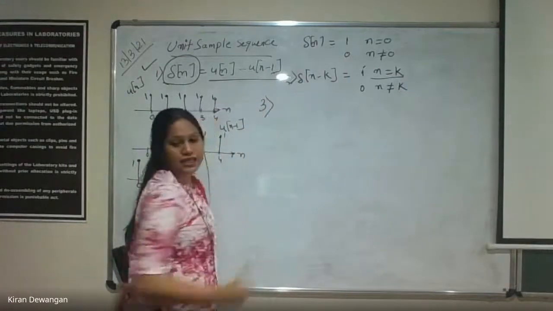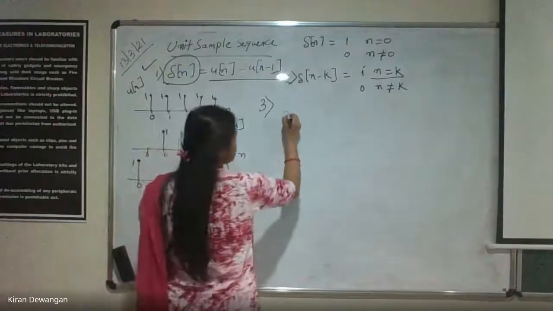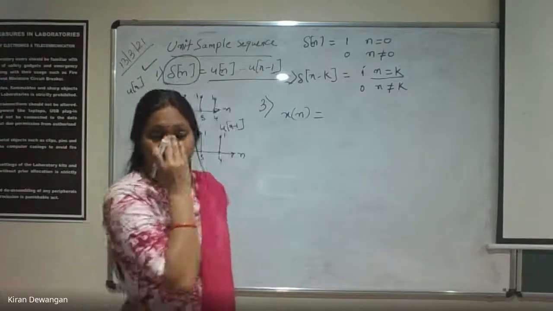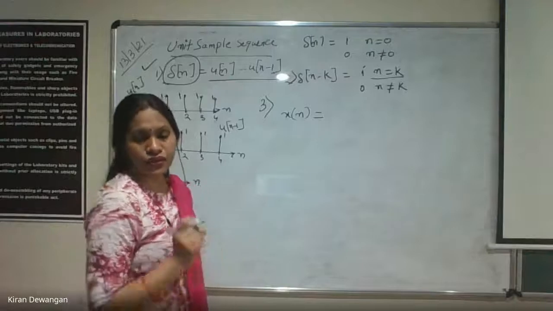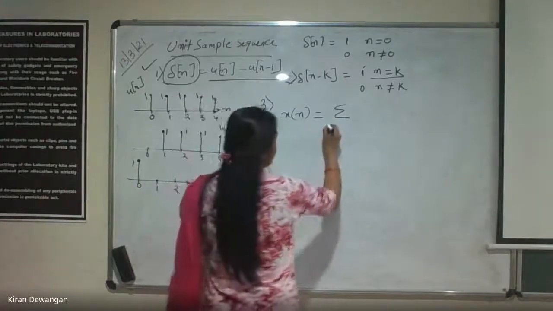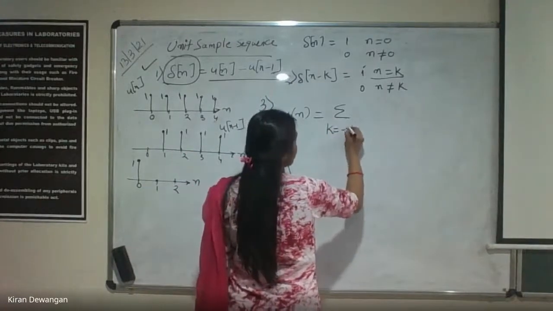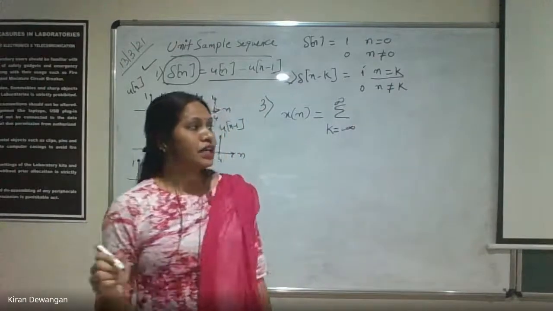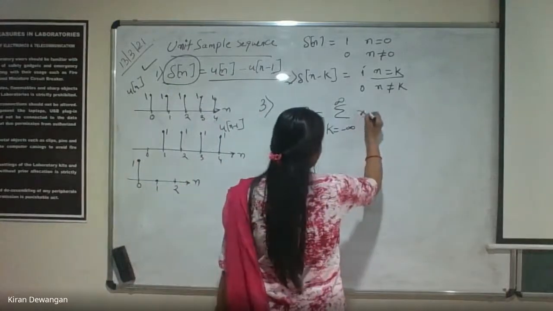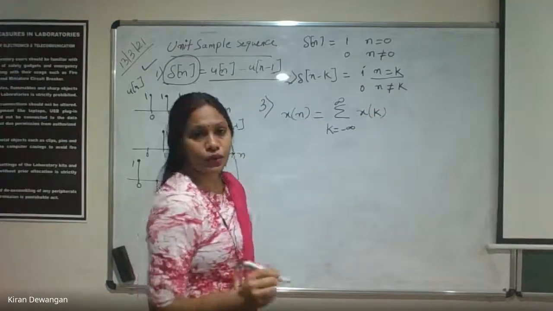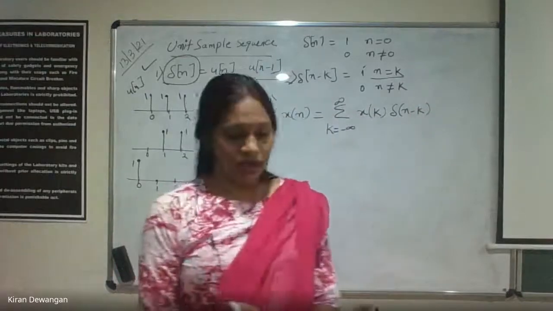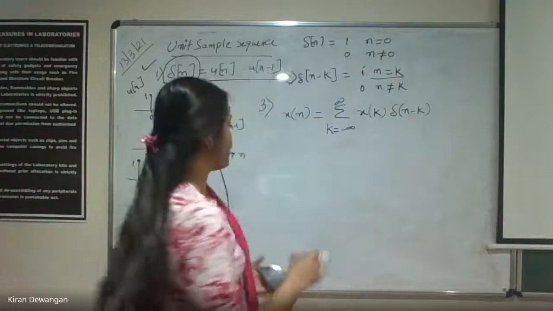Now the third property says that x of n is any value. If I take the summation over k from minus infinity to plus infinity of x of k times del of n minus k, it will be x of n.